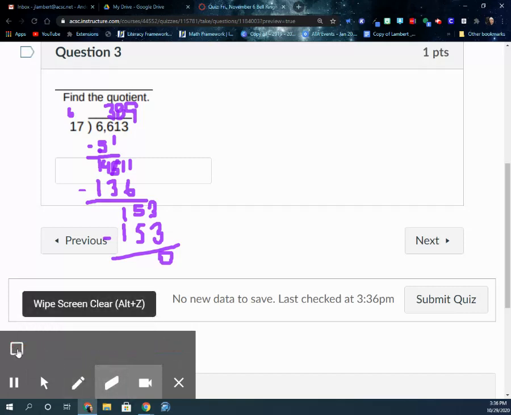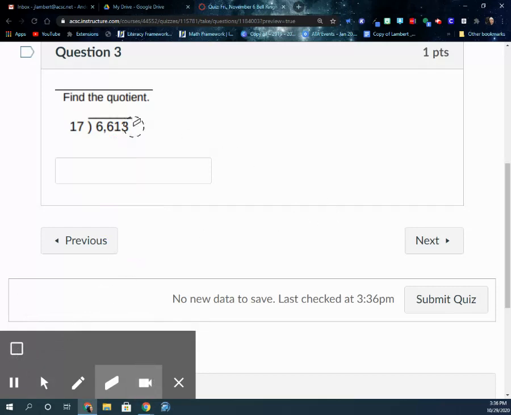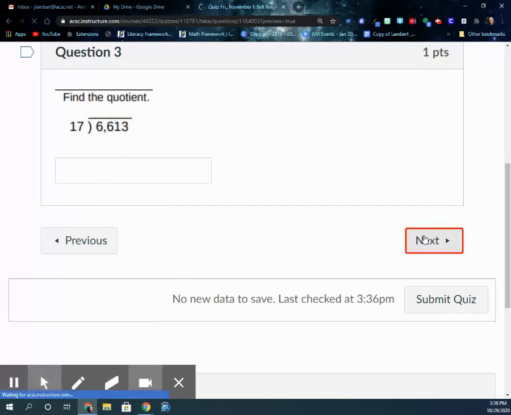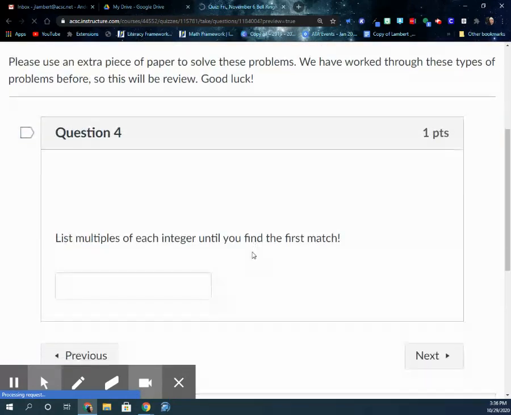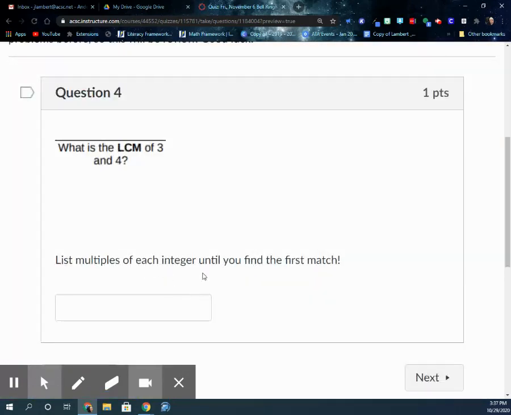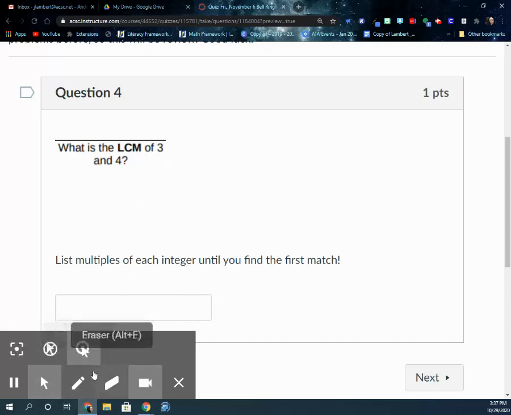If not, make sure that you're following the steps all the way down, keeping things lined up so that you know where you're going with each step. All right, moving on to question number 4. It says list the multiples of each integer until you find the first match. So what's the least common multiple of 3 and 4?